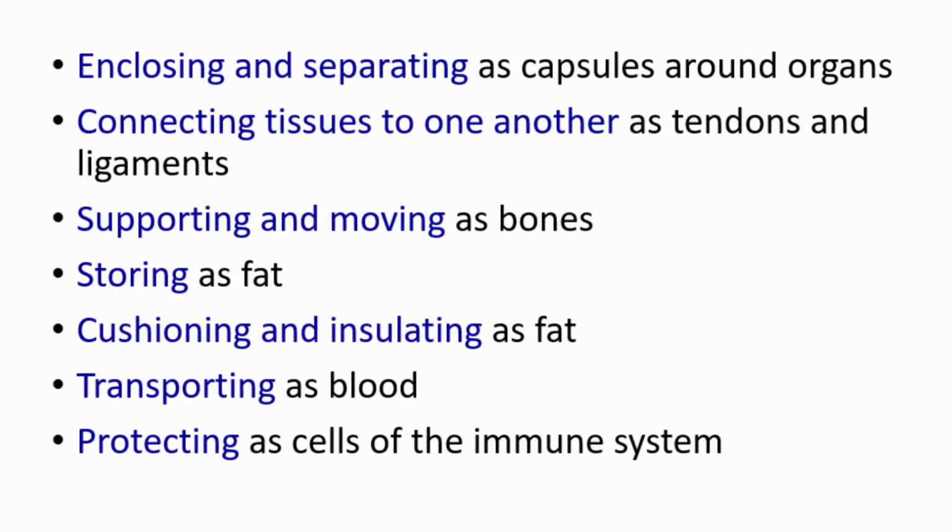So the function of connective tissues: it encloses and separates, such as capsules around organs; connects tissues to one another, like I just mentioned, such as tendons connecting muscle to bone, and ligaments connecting bone to bone; and supporting and moving, such as bones; storing energy, such as fat; cushioning and insulating, such as fat. Again, fat's a connective tissue. Transporting, as in blood, and protecting, as cells of the immune system. So that's just kind of a review of what I mentioned in the previous slide.